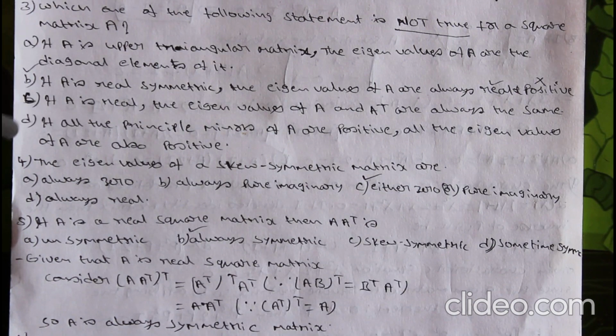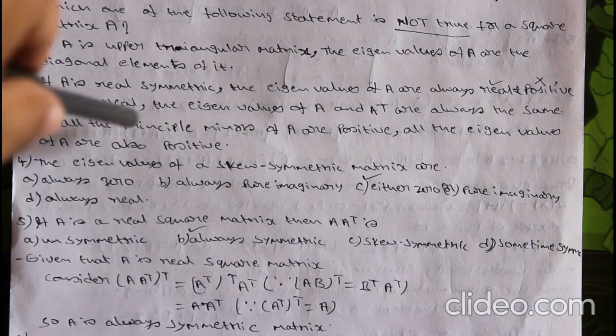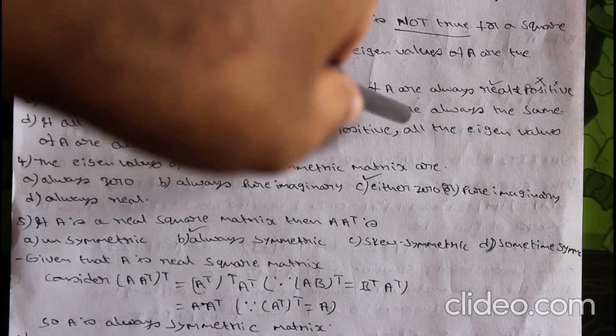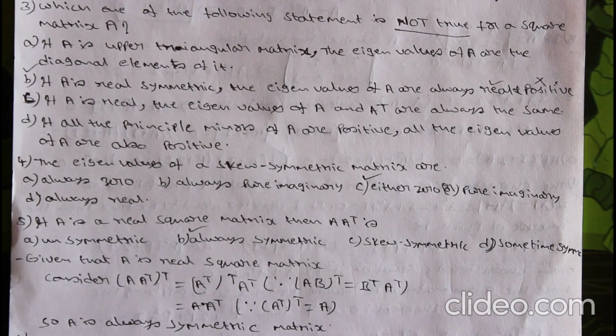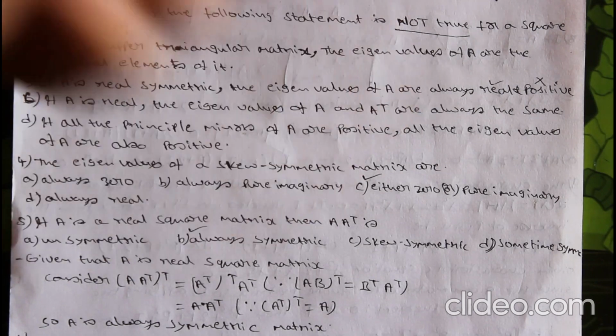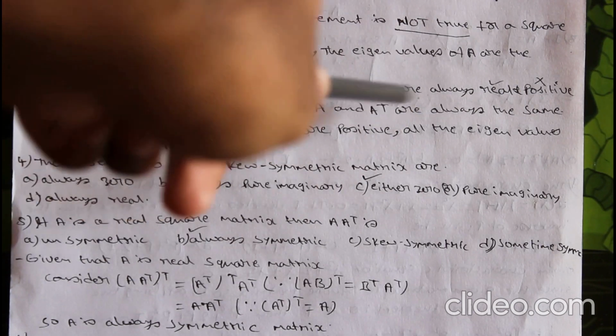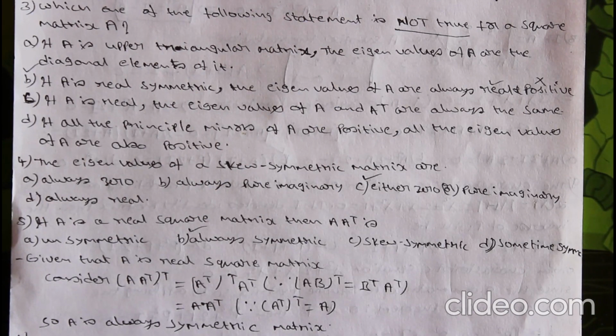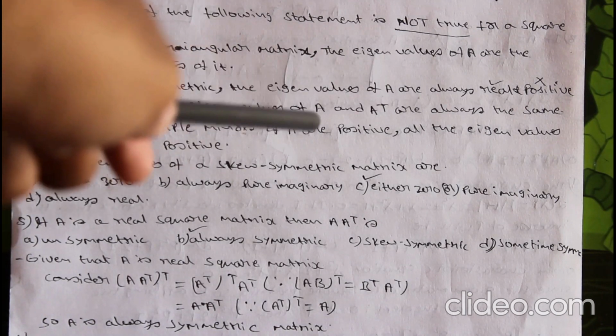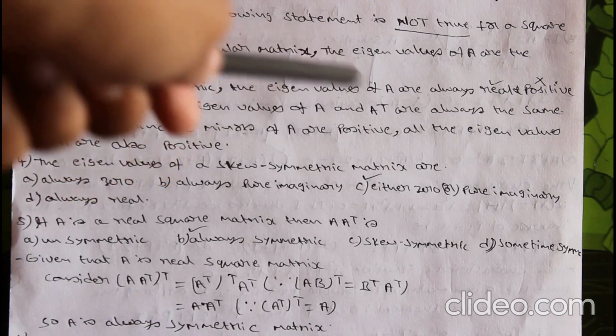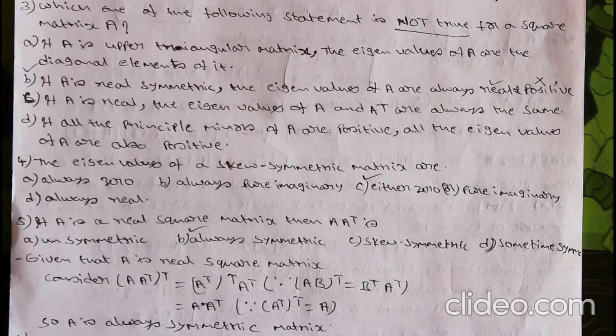Now just to look at the other options. If A is real, the eigenvalues of A and A transpose are always the same. Yes, because in the transpose, the diagonal elements are the same, we are interchanging the remaining corresponding elements. So the sum of the eigenvalues is equal to the sum of the diagonal elements. That point is correct. And the product of the eigenvalues is equal to the determinant of the matrix. So for A transpose also, the determinant will be the same for A and A transpose. So the eigenvalues are the same. This is basically the standard theorem.